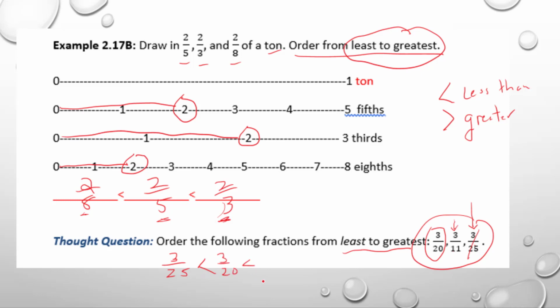And finally, the largest number in this group is 3/11. So it should be clear to you that the bigger the denominator, the more pieces it's been cut into, and the smaller each piece is. So when the numerators are all the same, it's pretty easy to tell what's going on here.